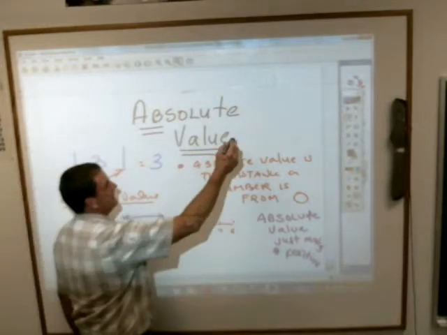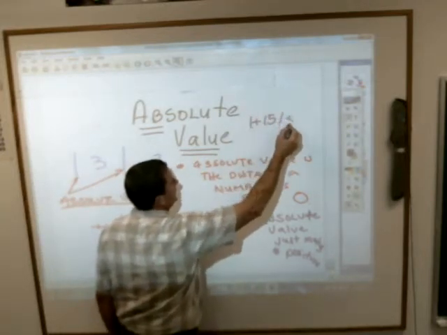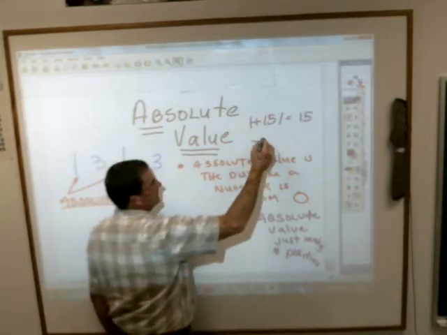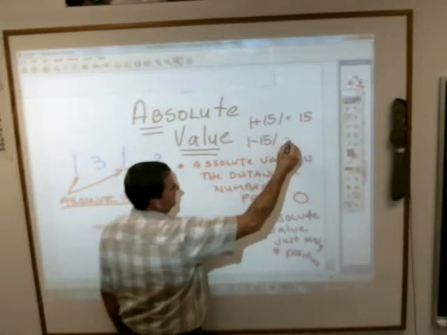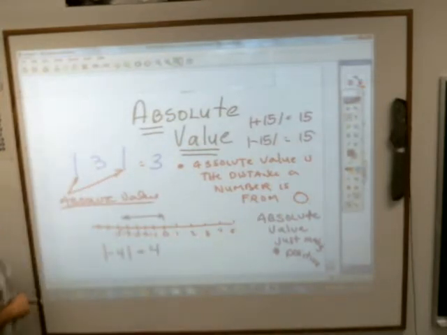If you already have a positive 15 and take its absolute value, it's still 15. It doesn't change it. But if you take a negative 15 and take its absolute value, then it changes it from a negative to a positive. That's really the only thing you have to remember.